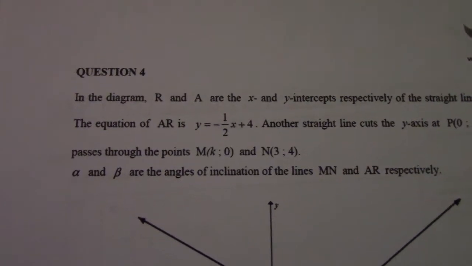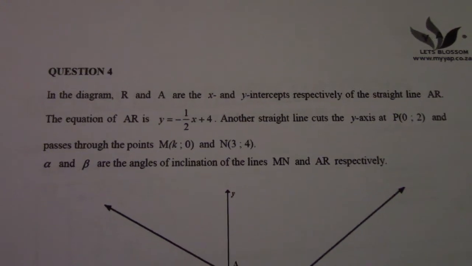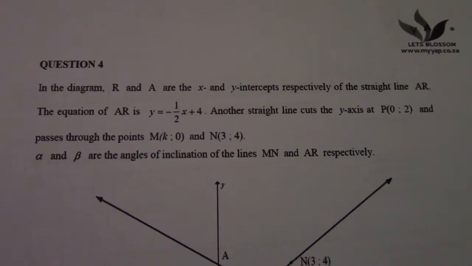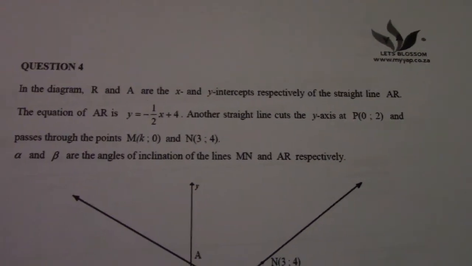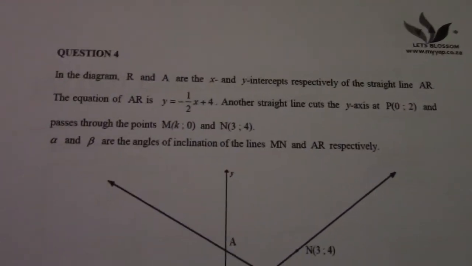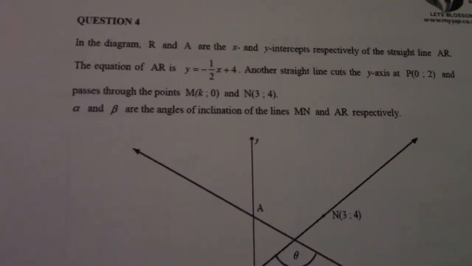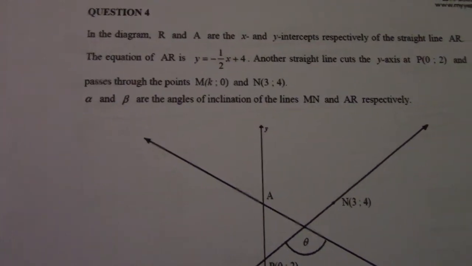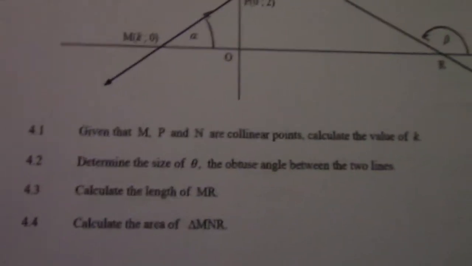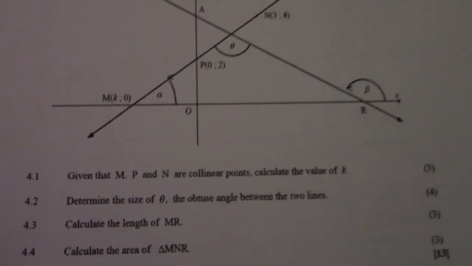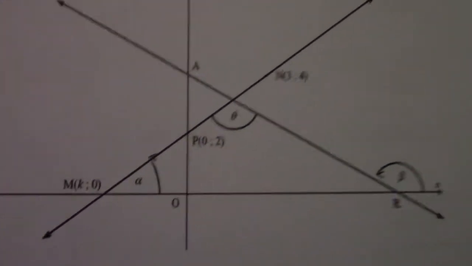Second question, in the diagram R and A are x-intercepts of a straight line. The equation of AR, so they've given us one equation. They've given us another point (0; 2), and the line passes through points M and N, which are given, and then they give us angles of inclination. So in grade 11, we must be able to work with angle of inclination to get gradient, or use gradient to get angle of inclination. So number 1: given that M, P, and N are collinear points, calculate the value of K. There you see there's K.